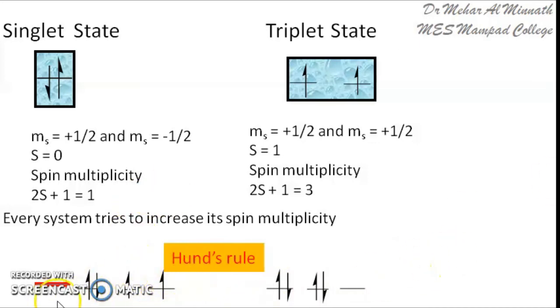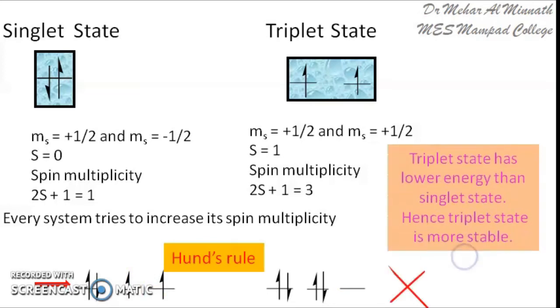Now see here, the multiplicity is more here when compared to here. Here the multiplicity will be 1, while here you have 3. This will be in the triplet state. So this will be more stable. This will be energetically favored. This will have lesser energy. Okay, so the higher the spin multiplicity, the more stable the molecule. So the triplet state has lower energy than the singlet state.